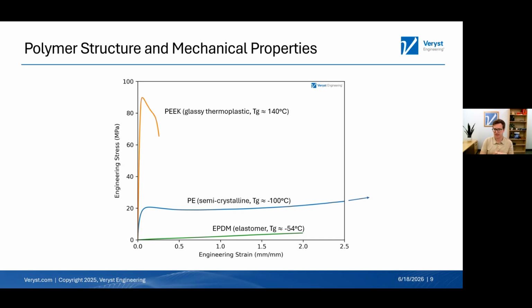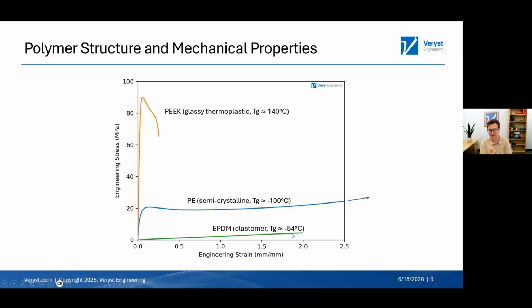I just want to think about the mechanical properties of polymers under these different structural components. I'm showing here on this slide a stress versus strain plot for 3 different materials that have different glass transition temperatures and different states of crystallinity. At the bottom, I'll start with EPDM, a very common elastomer rubber material. These tests are all at room temperature.